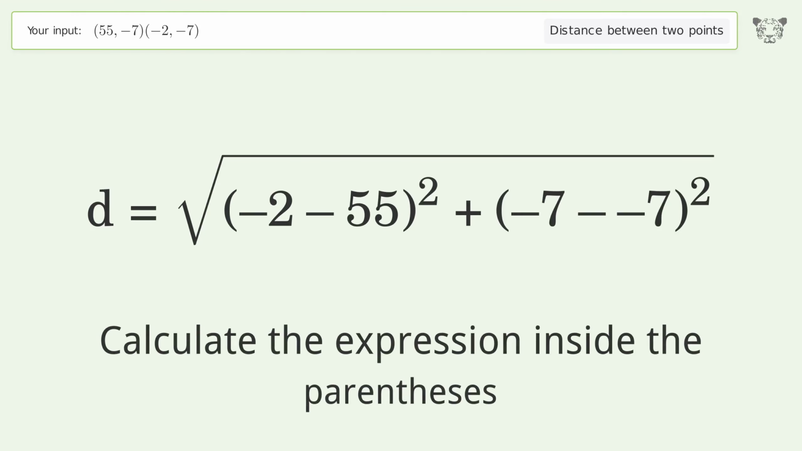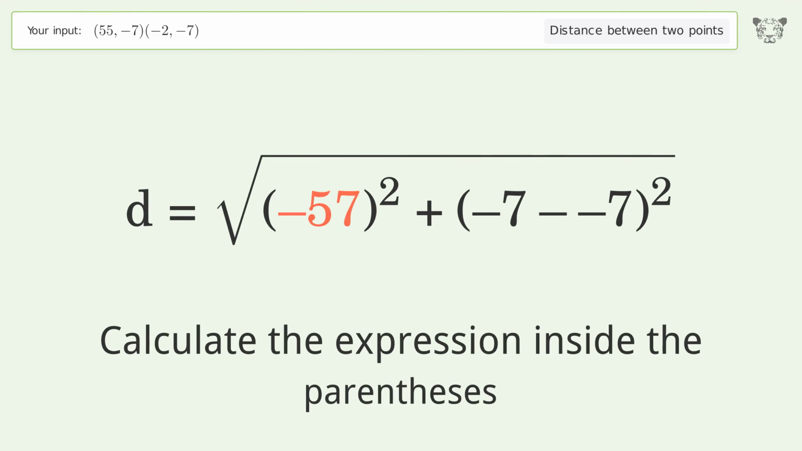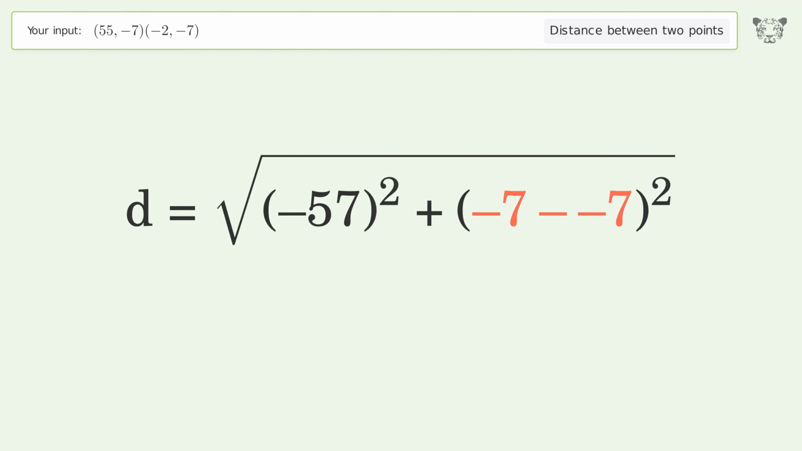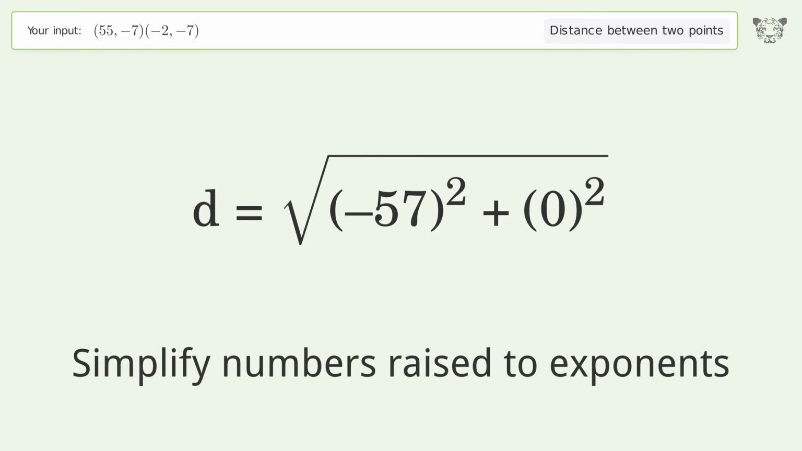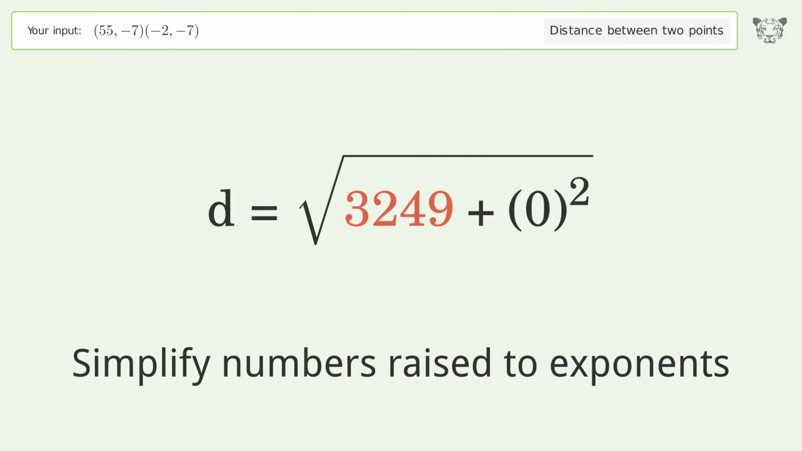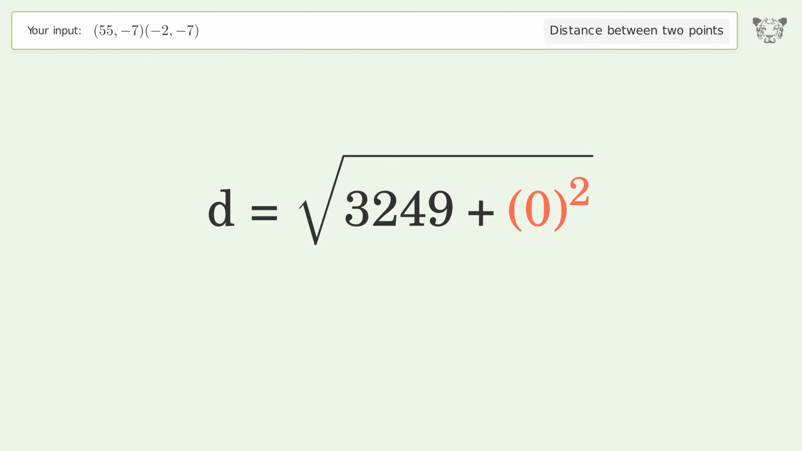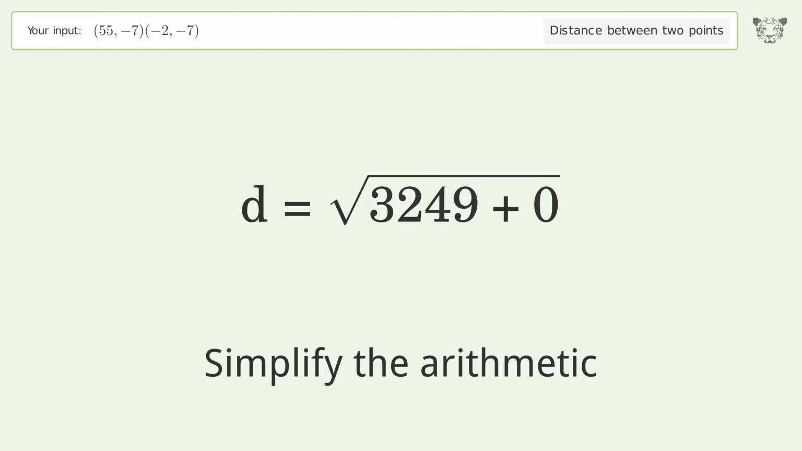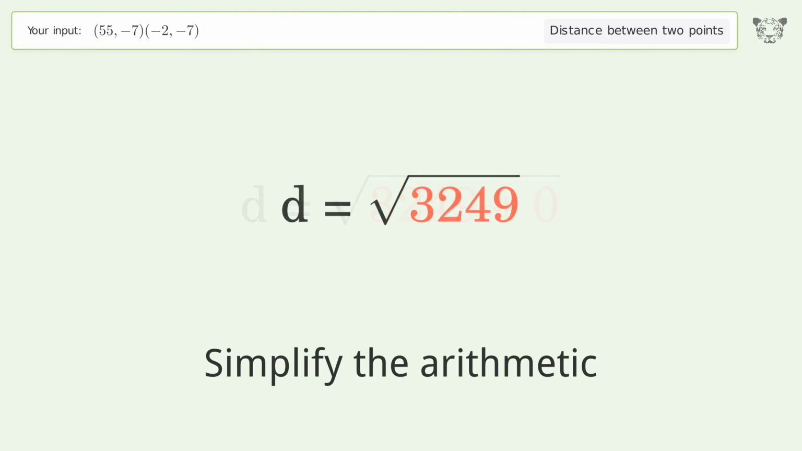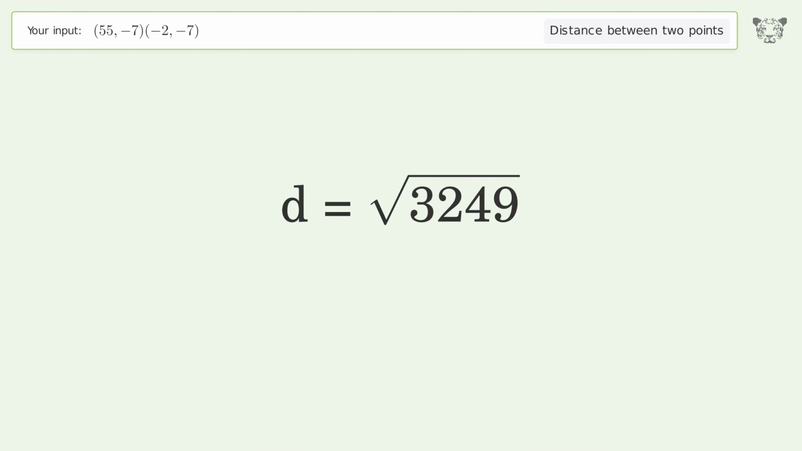Calculate the expression inside the parentheses. Simplify numbers raised to exponents. Simplify the arithmetic. And so the distance between the 2 points is the square root of 3,249, or 57.